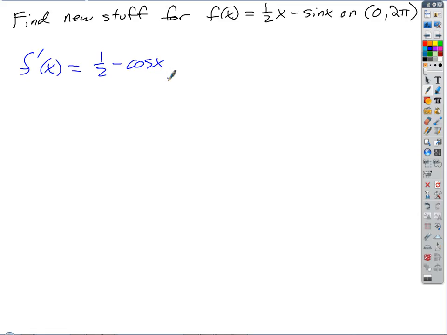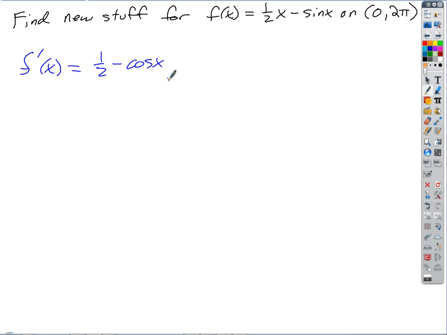Minus cosine x. Good, right? So I want to find, and remember what my goal is here. I'm going to make a table, and all the first derivative test does is give us an easier way to use the table to determine whether the critical numbers panned out or whether they failed, right? Because the critical numbers are the places we have to check to find the relative extrema, right?